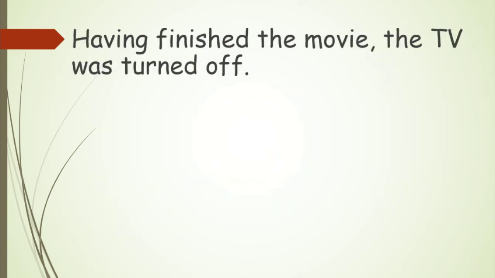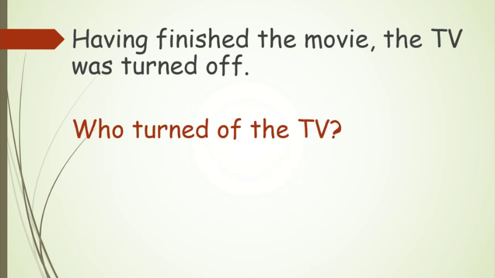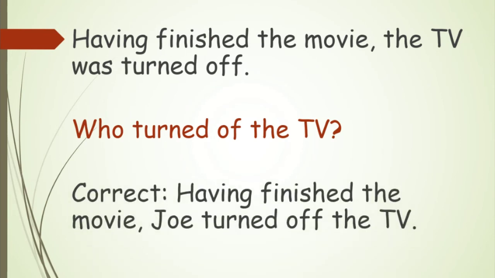You should remember that in dangling modifier, it is very important to determine who is the doer of the action. Another example, having finished the movie, the TV was turned off. So who turned off the TV? Having finished states the action but does not name the doer of that action. So in sentence construction, the doer must be the subject of the main clause that follows. Since the doer of the action has not been clearly stated, the participial phrase is said to be a dangling modifier. So the possible sentence will be, having finished the movie, Joe turned off the TV. So Joe is now the doer of the action.